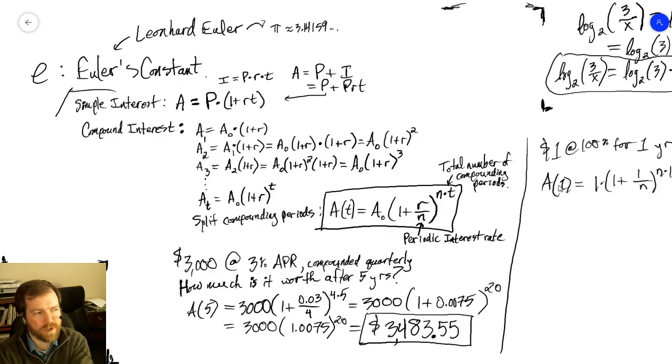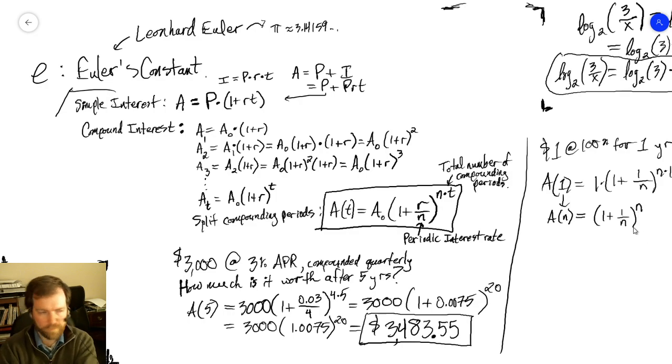And really, this isn't a function of t anymore. This becomes a function of n. What is the amount we get back at the end of the year under all of these conditions? So A of n is equal to 1 plus 1 over n to the n. And as n increases, as the number of compounding periods gets larger, the 1 over n becomes a smaller and smaller number, but also we're multiplying it by itself over and over and over again. So it became an interesting question.